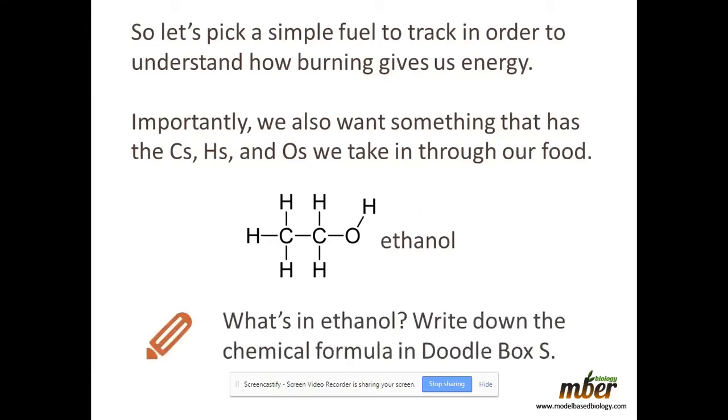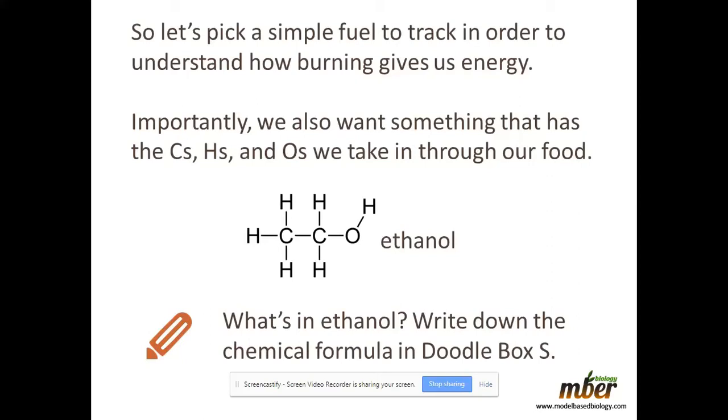What is in ethanol? Write down the chemical formula in Doodle Box S. So I've given you the number of C's, H's, and O's in one molecule of ethanol. So go ahead and go to Doodle Box S and figure out what that is exactly. Put me on pause and do that. After you figure it out or think you do, that's great.